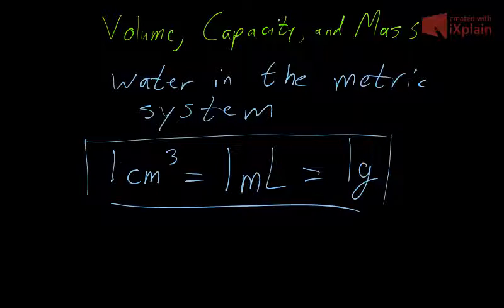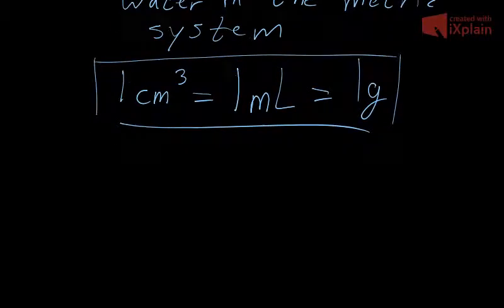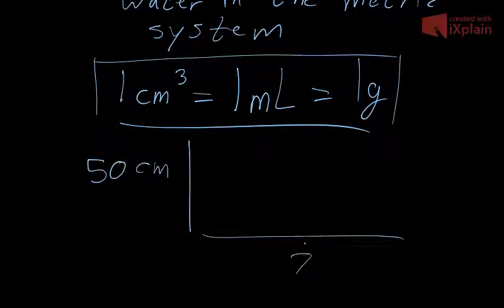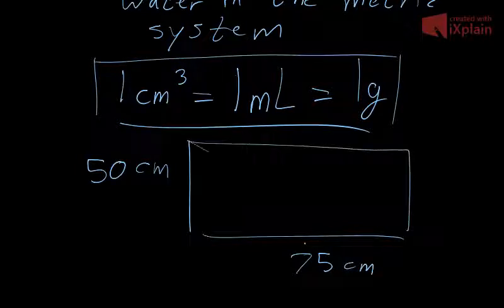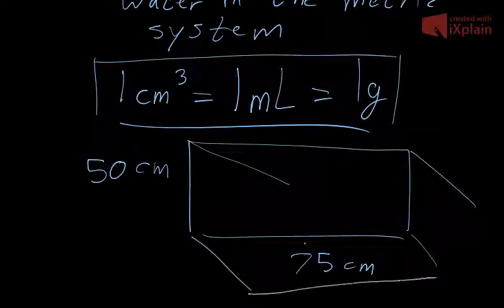So what this means is that if I have a tank of water, and let's say that it is 50 centimeters this way and 75 centimeters this way, and then it goes back, and let's just make it a nice easy 20 centimeters going back that way.